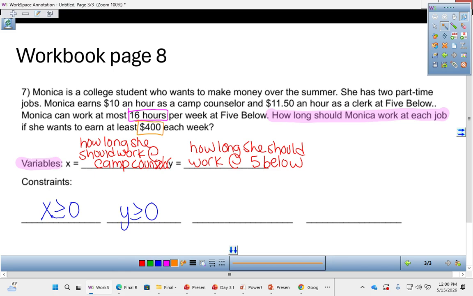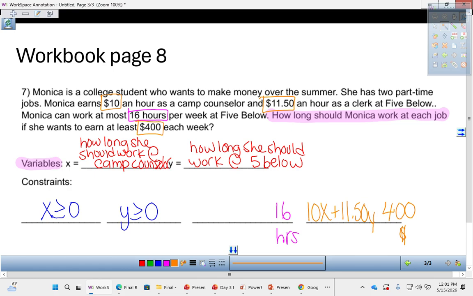I want to put those numbers at the end of these inequality lines, and I want to label what they mean. 16 is hours. This creates categories for these 2 equations, which is going to help me figure out where the other numbers go. The 2 numbers left are 10 and 1150, and both of those numbers have money with them, which means I'm going to put them in the money equation. And I'll put them in the order I found them. 10 is camp counselor, which we said is x, and 1150 is Five Below, which we said is y.